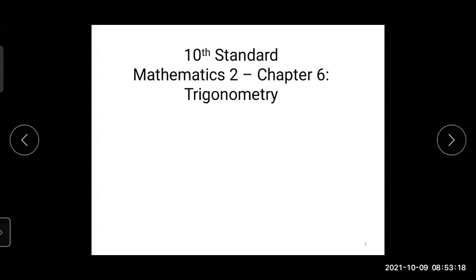From that, I am going to take chapter number 6, that is Trigonometry. As you have already studied trigonometry in Standard 9, today, as a part of a revision of Standard 9, we are going to see the revision part of what you have already studied in Standard 9.